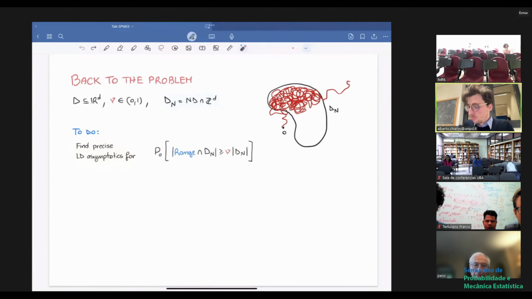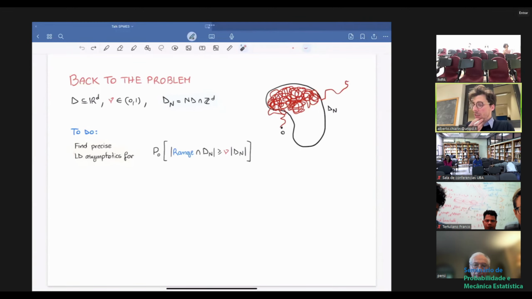And what we want to do is to find precise large deviation asymptotics for the probability that the range of the random walk intersected with D_n, this macroscopic box, has fraction at least nu times the size of D_n.